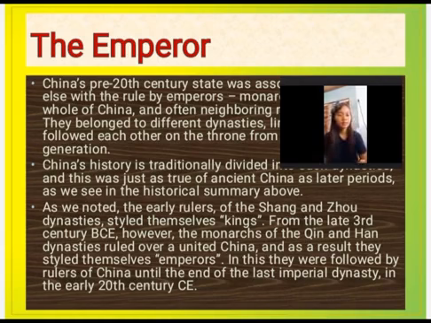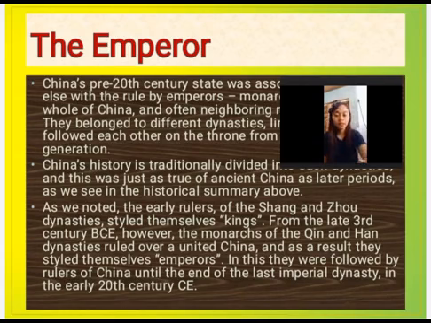China was, before the 20th century, a state ruled by emperors who followed each other on the throne from generation to generation. China's history is traditionally divided into such dynasties, and the Shang and Zhou dynasties styled themselves as kings. However, the monarchs of the Qin and Han dynasties ruled over a united state, and as a result they styled themselves as emperors. In this they were followed by the rulers of China until the end of the last imperial dynasty in the early 20th century CE.